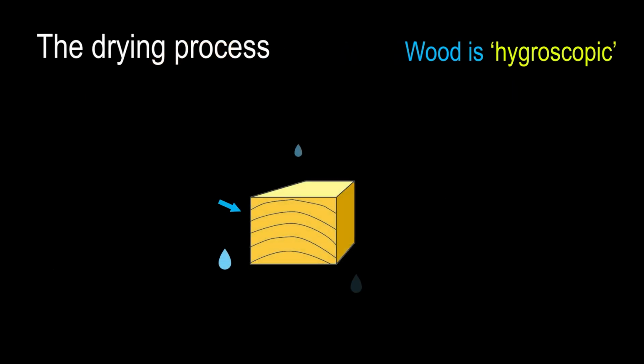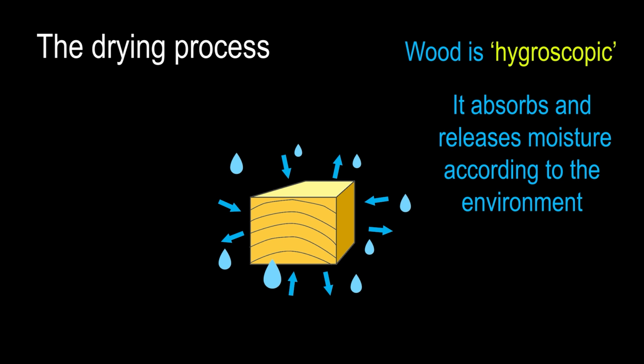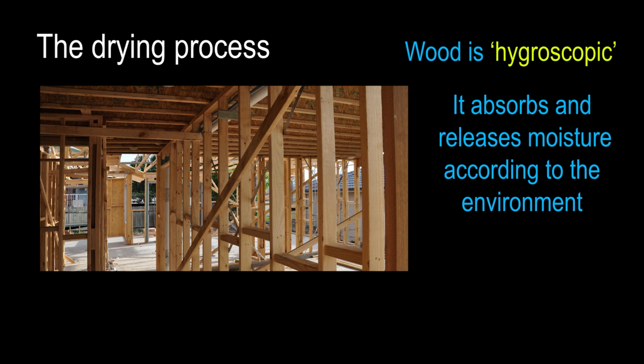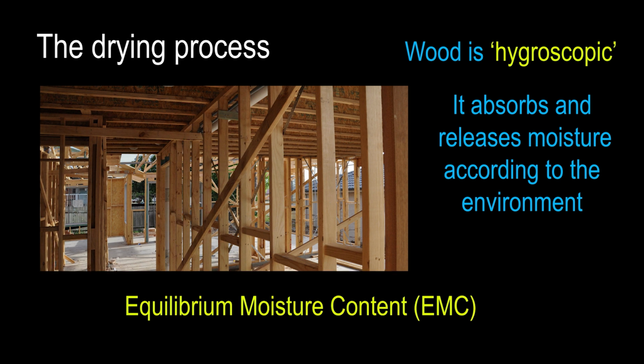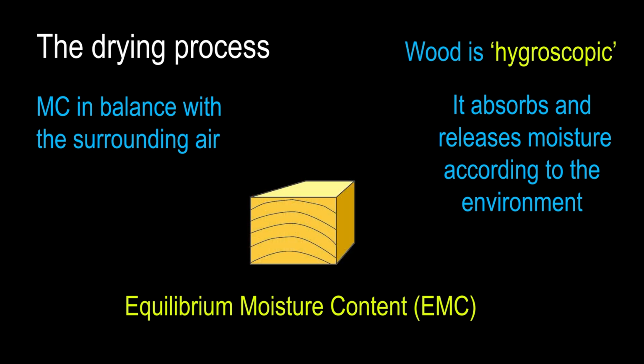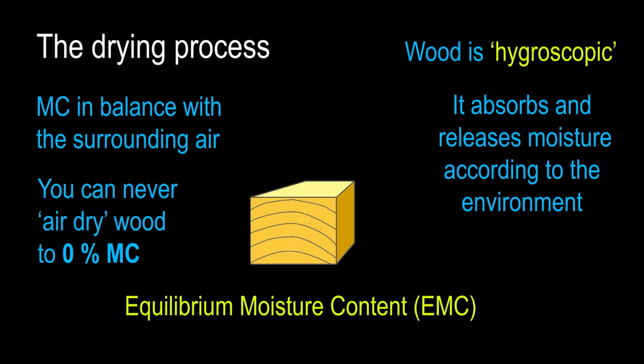Wood is hygroscopic by nature. In other words, it absorbs and releases moisture according to the environment. Eventually, all timber exposed to the atmosphere will reach equilibrium moisture content. That is, a moisture content in balance with the surrounding air. So you can never air dry a piece of wood to 0 MC because the air itself always contains some moisture.